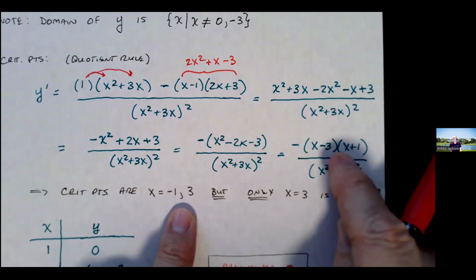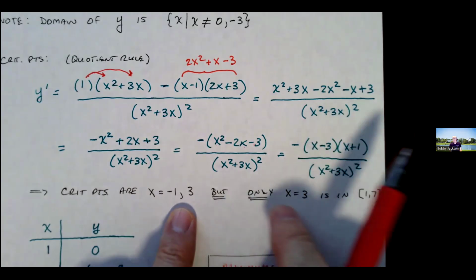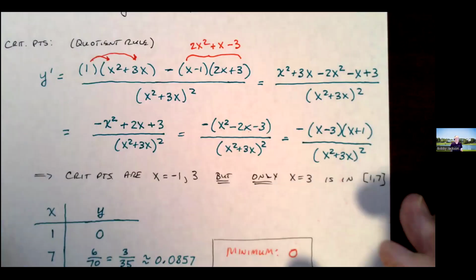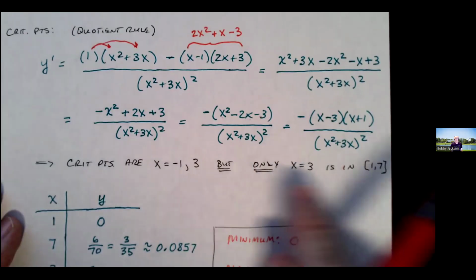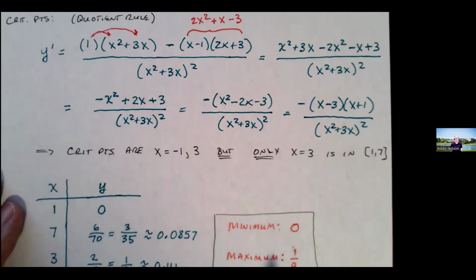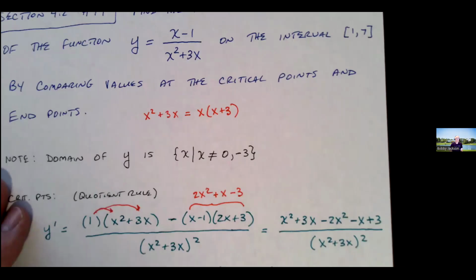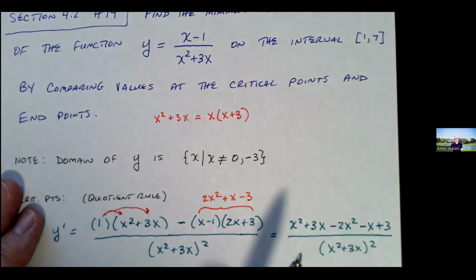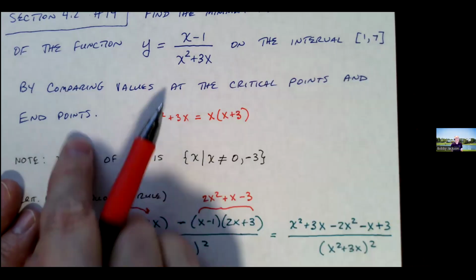Just plugging those values in gives me 0 divided by some number. But notice only x equal 3 is in our interval. Our interval was, again, remember, 1 to 7. And so -1 would not be something you would want to check. So be real careful. If you're checking the value of the function at critical points outside the interval, you could get an incorrect result. So the directions say, of course, compare values of the original function. We're not checking the value of the derivative, right?